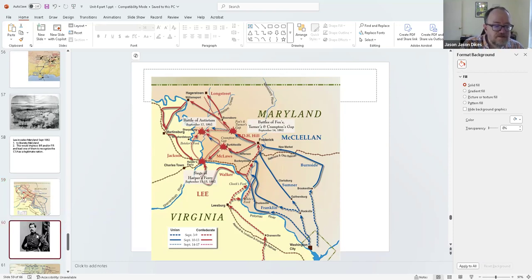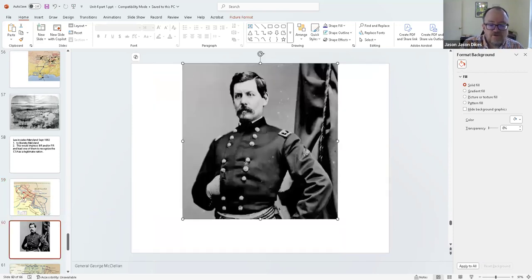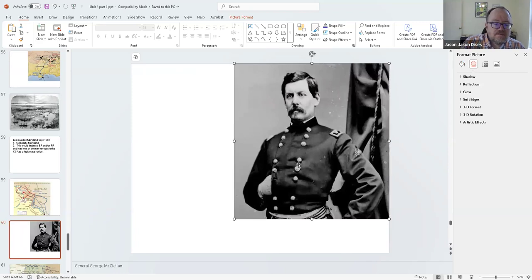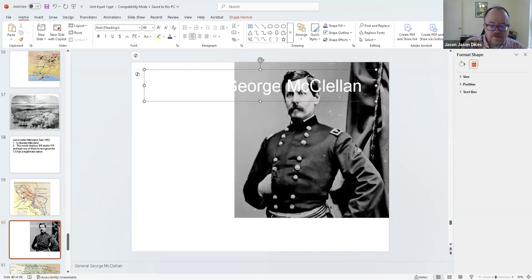Now, before we get to Antietam, we need to talk about George McClellan. McClellan was the Union commander. George McClellan.